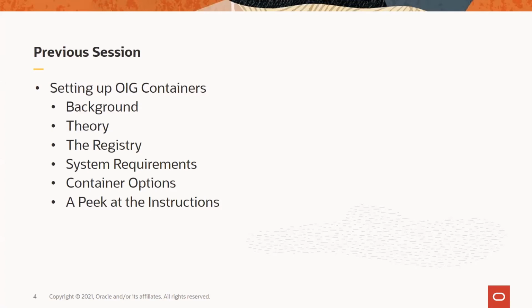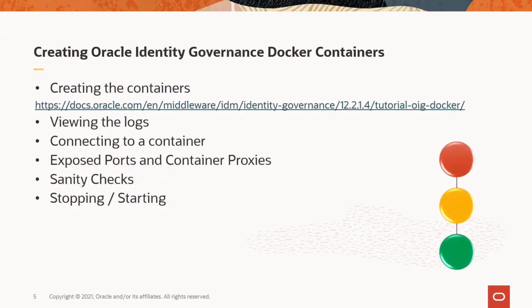In the previous session, setting up OIG containers, we briefly covered some of the basics, some requirements and options. We also reviewed my container system to make sure that it was operating as expected. This demo will show all the commands necessary for creation of containers, where the logs are, connecting to a running container, and other such fun stuff. We'll see the ports exposed by the containers, check out the proxies, run a few sanity checks, and the starting and stopping procedures. Fasten your seatbelts.